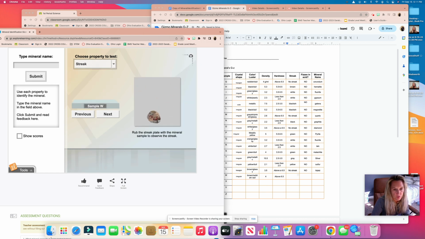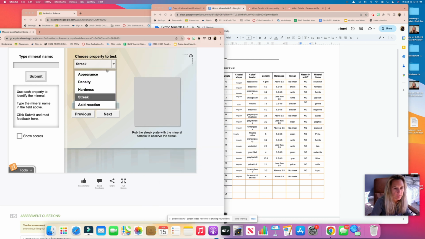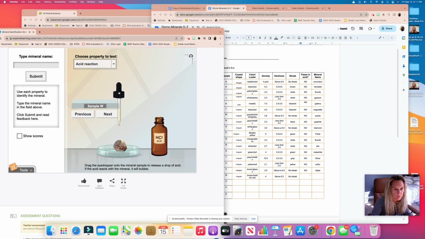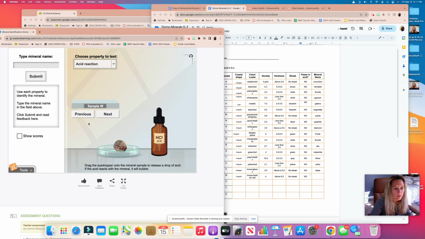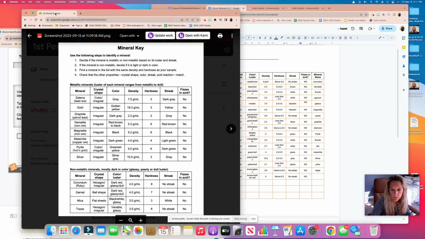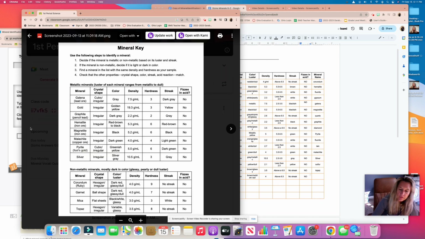All right, let's try the streak. It's not going to streak. Nope, because it's too hard. So we're going to write no streak. And we'll do the last test, acid reaction. No reaction. All right, let's take a look at our chart. Let's start with density of 4. So it could be malachite, could be corundum or garnet. And I don't believe there are any 4s on this side. So let's kind of look at the different properties.